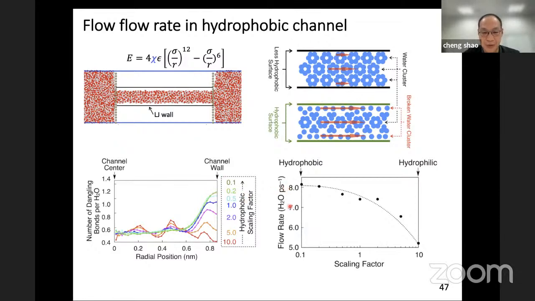And we also calculate the total flow rate as a function of the hydrophobicity. We also found that as the interaction changes from hydrophilic to hydrophobic, the flow rate increased a lot. So our explanation is that at the less hydrophobic wall, there are fewer dangling bonds, so the water forms a water cluster and is less likely to transport across the channel. But if the wall is hydrophobic, there will be some dangling bonds of water near the confined wall, and the water cluster formed by hydrogen bonds will break in these regions, and as a result, water is more likely to transport through the large channels.